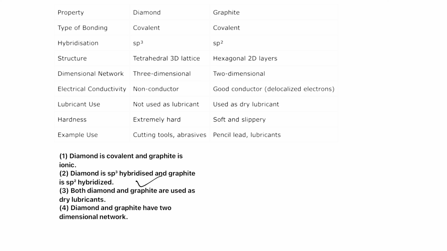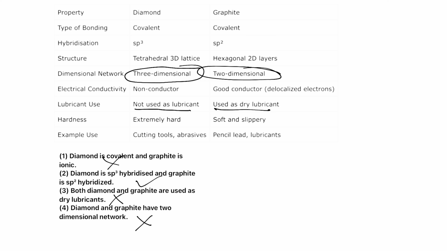Now, we can check the third and fourth options also. What is the third option? Both diamond and graphite are used as lubricant. No, only graphite is used as dry lubricant due to its slippery layered structure. Remember it. Diamond is very hard and abrasive, not suitable for lubrication. Now the next one is what? Diamond and graphite have a 2-dimensional network. We already understand diamond has 3-dimensional and graphite has 2-dimensional. So wrong. Only the second option is right. Hope all of you understand. Learn this table by heart properly. Very important.